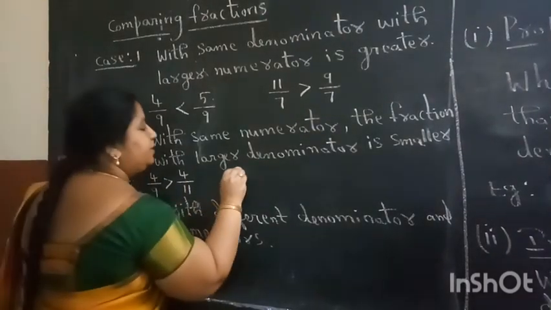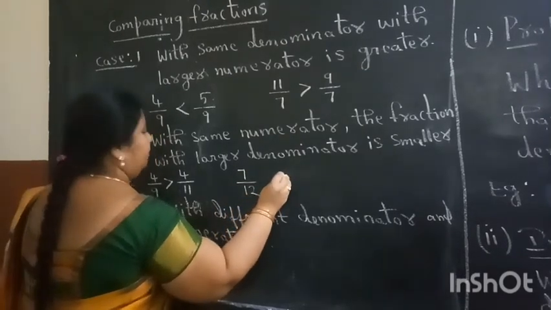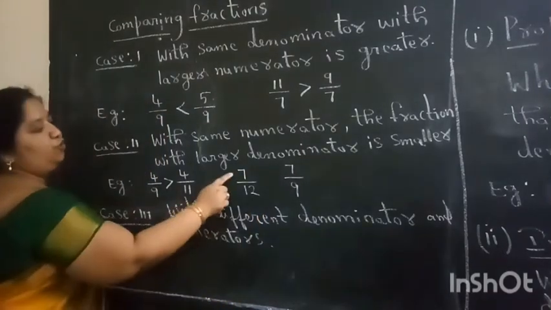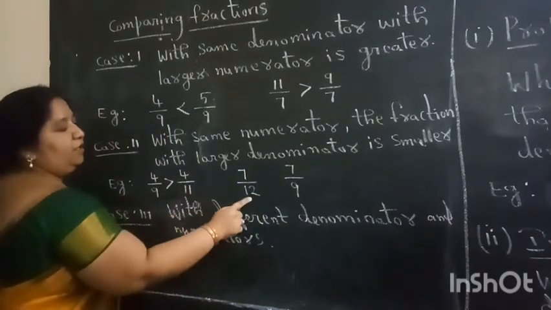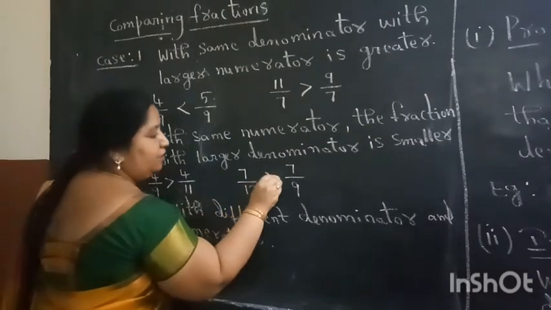Again, another example. Here also the numerators are the same. Here 12 is the larger denominator. So 7 by 12 is the smaller.